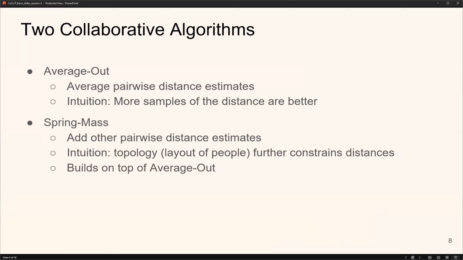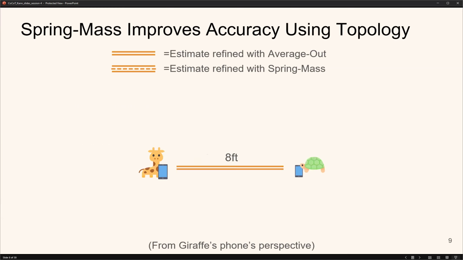Another one I'll show today is the spring mass algorithm. And this adds additional pairwise distance estimates from other devices to build a topology or graph or layout of people nearby, further constraining distances and making them more realistic. And this is based off the sort of canonical or classical physics problem where you have springs connecting masses of different lengths, different masses, and you try to find the orientation of those masses that minimizes the resting potential energy of the springs and masses. And this builds on top of the average out. I'll show that right now.